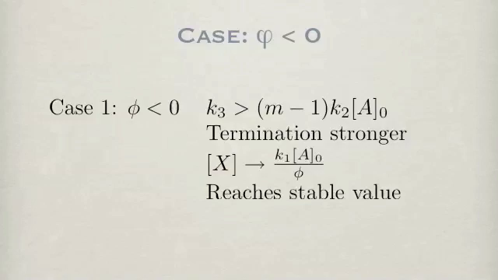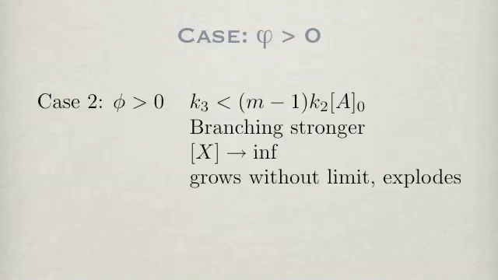Looking at the behavior of phi, the behavior of the system can be analyzed through the behavior of X as t approaches infinity. If phi is less than 0, the termination reaction, K3, is larger than the branching reaction. This means this system will reach a stable value because termination is stronger. If phi is greater than 0, the termination reactions are slower, and the branching reactions dominate. So the value of X grows without limit. The system explodes.